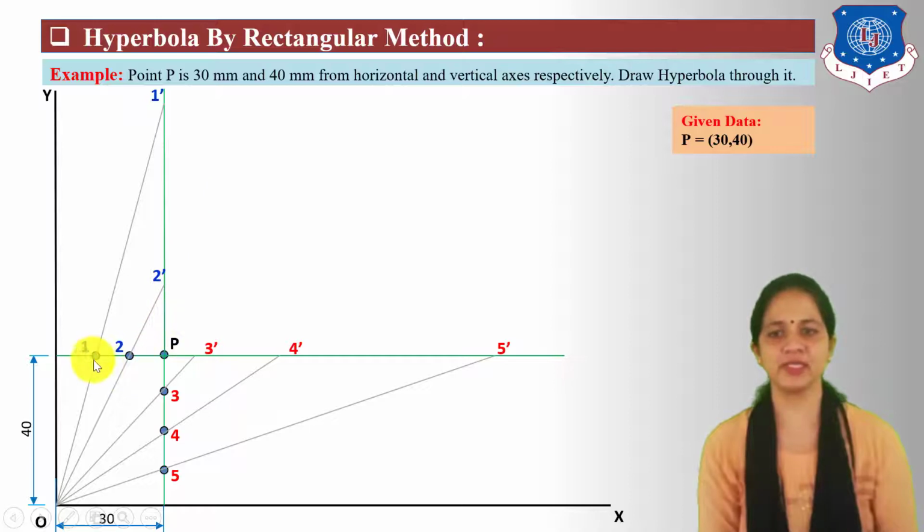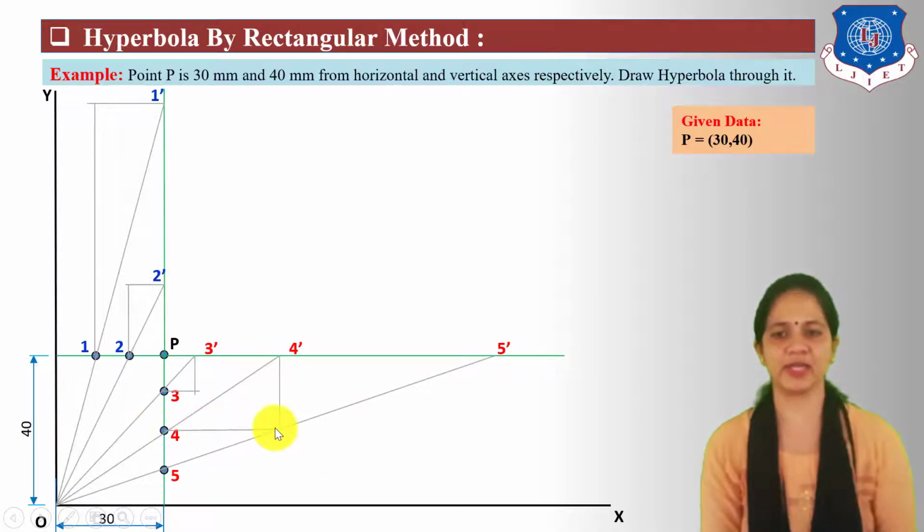Now for locus points, draw a line parallel to the y-axis from 1 point and 2 point and draw a line parallel to the x-axis from 1 dash and 2 dash points. Similarly, draw parallel to the y-axis from 3 dash point and parallel to the x-axis from 3 point, parallel to y from 4 dash point, parallel to x from 4 point. Next draw parallel to the y-axis from 5 dash point and parallel to the x-axis from 5 point.